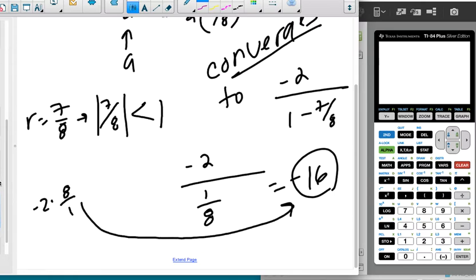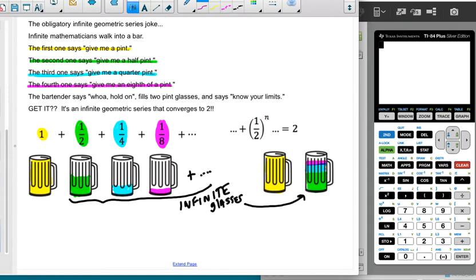All right, so real quick before we end this video, we're going to do the obligatory math joke. Infinite mathematicians walk into a bar. The first mathematician says, I want a pint. The second mathematician says, give me half a pint. The third mathematician says, give me a quarter of a pint. The fourth mathematician says, give me an eighth of a pint. And then the bartender says, whoa, whoa, whoa, hold on, fills 2 glasses full, and says, know your limits.